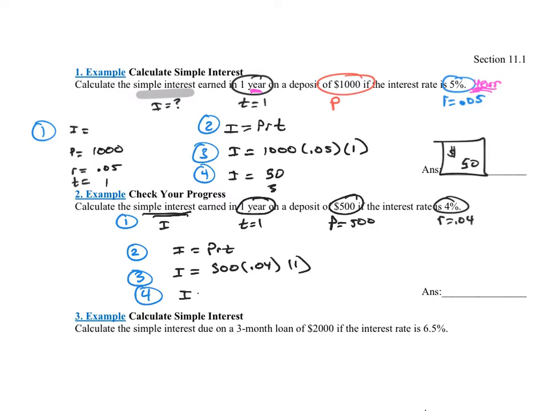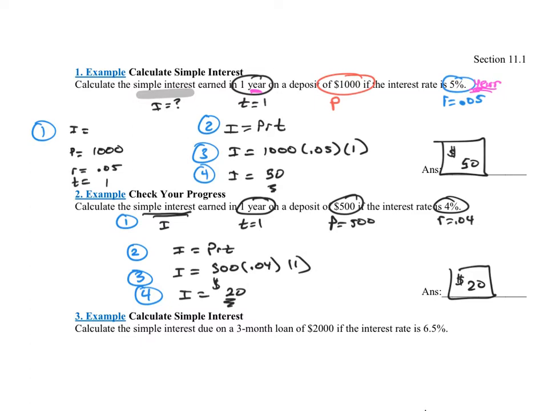See what you get. 500 times 0.04 times 1 is 20, and that's in terms of dollars. So the amount of interest you would get after 1 year would be $20 worth of interest on this account. Okay, let's take a step back. What we didn't do for these two problems is step 5.